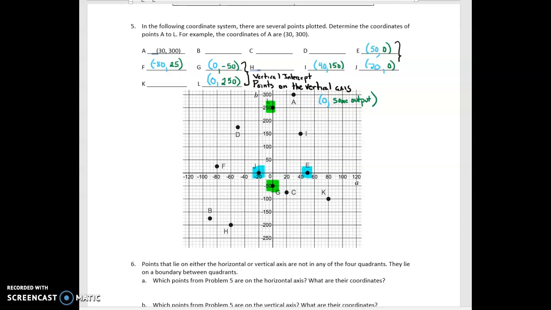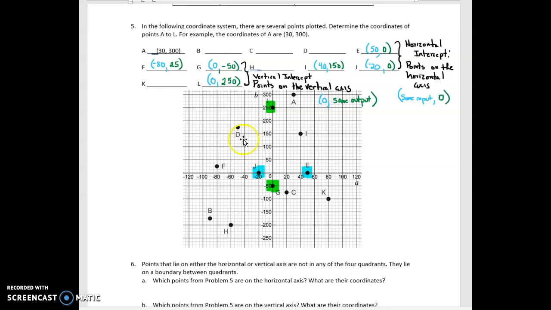Whereas E and J are known as the horizontal intercept. These are the points that lie on the horizontal axis. And when they lie on the horizontal axis, that means that we have some unknown input, so some input, comma, the output is always 0.